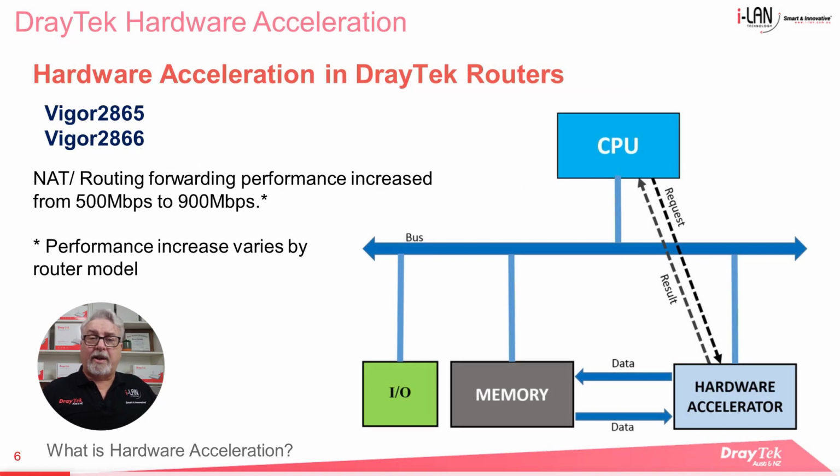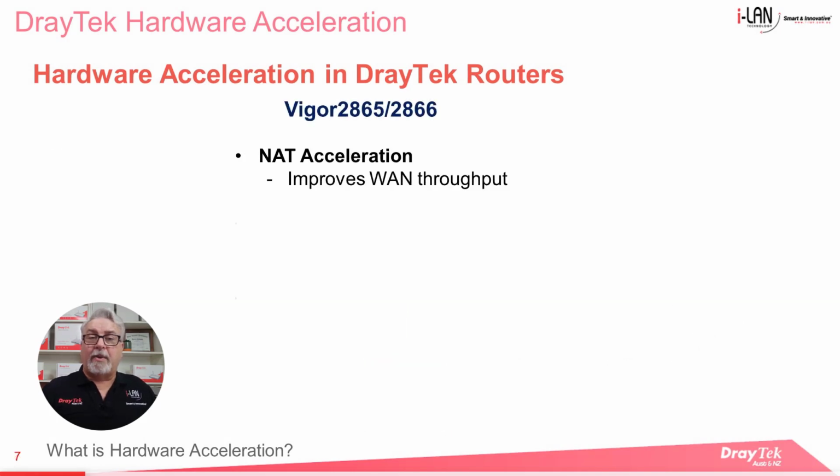Later model Draitec routers such as the VIGA 2865 and VIGA 2866 series have a dedicated hardware accelerator component that processes data directly from memory and sends the result to the CPU. This greatly reduces the workload of the CPU, which results in an increased NAT throughput from 500 megabits per second up to 900 megabits per second. Draitec routers use hardware acceleration to provide increased WAN throughput through NAT acceleration.